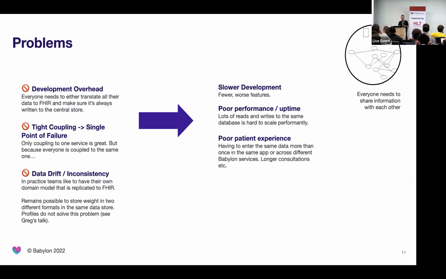And in terms of data drift and consistency, we got some way into solving that problem. But in practice, teams like to have their own domain model that they then replicate to FHIR, which means it remained possible to store weight in two different formats in this store, and profiles weren't really enough to solve this problem for us. There's another talk later on from someone about why that's not enough in this kind of internal use case. And we still also didn't get good performance because lots of reads and writes to the same database is pretty hard to scale performantly.